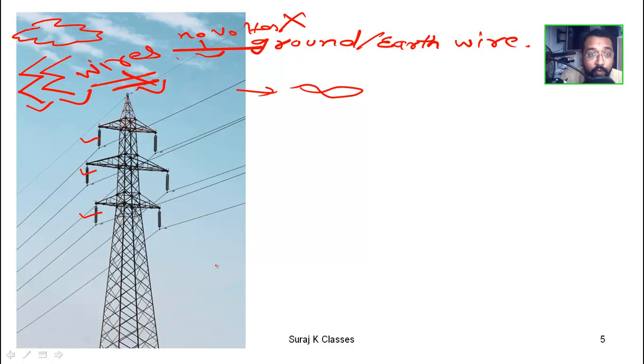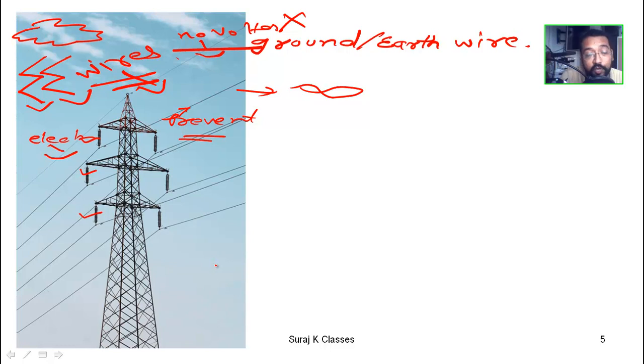And to prevent this line from that much voltage or current, this wire would absorb the entire amount of electricity that is coming from lightning. So this is the use of this ground or earth wire.